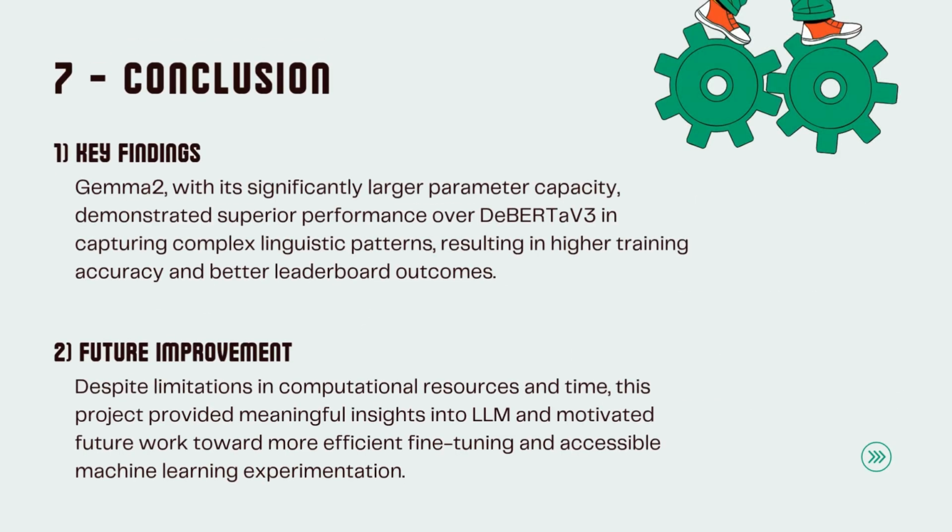To conclude, Gemma 2, with its larger parameter capacity, demonstrates better performance over DeBERTa V3 in capturing complex patterns, resulting in higher training accuracy and better leaderboard outcome. Despite limitations in computational resources and time, this project provides meaningful insight into large language models and motivates further work towards more efficient fine-tuning and accessible machine learning experiments.